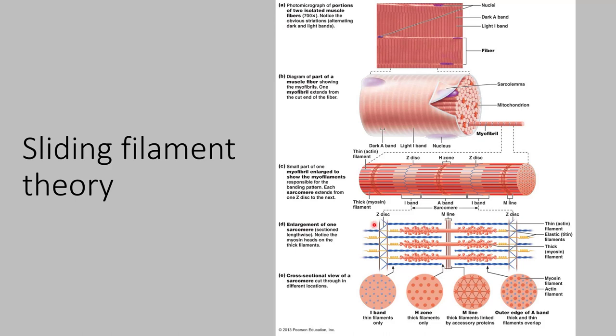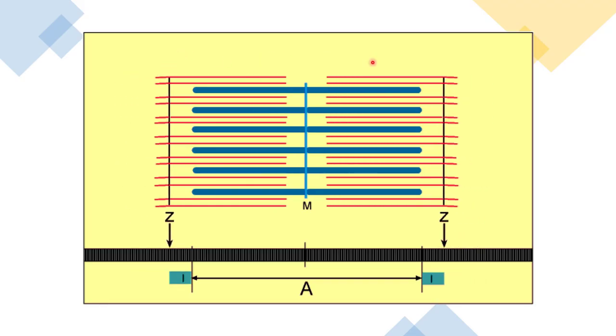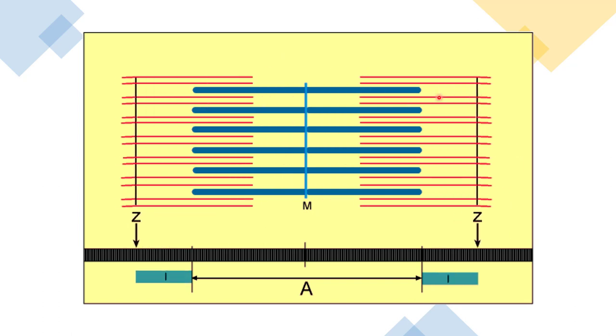The distance between one Z disc and the next, so really the length of the sarcomere, gets shortened because this Z disc is also moving towards the M line, and this Z disc is moving towards the M line. So the distance between the two is going to shorten. Let's see that again. Here's one Z disc, here's another Z disc, and we can see the distance between them is shortening.